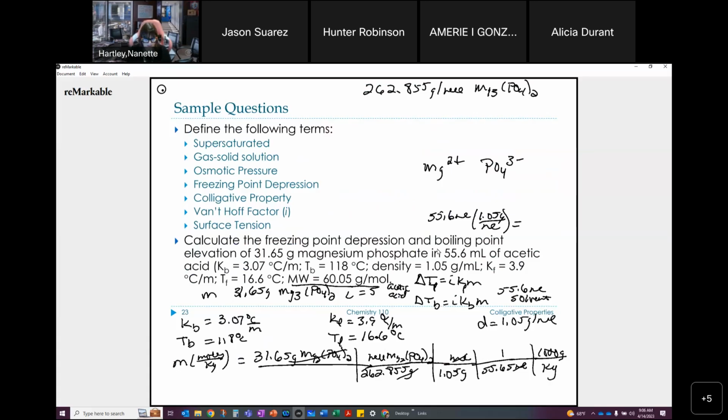But I can do this calculation here, the 55.6 times 1.05. That tells me that this is 58.38 grams, which if I divide that by 1,000 is 0.05838 kilograms. Okay. So 31.65 divided by 0.05838 is 262.85.